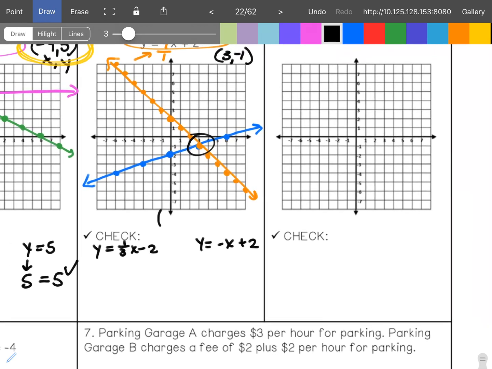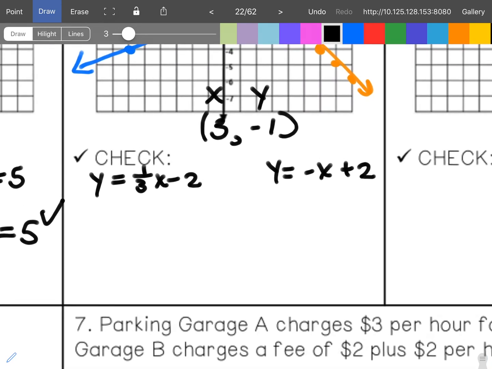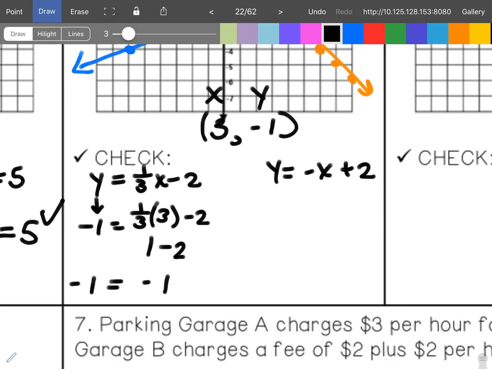Okay, remember, it's hard for me to see up there, so I'm going to write it down here. I'm trying to check 3, -1. 3 would be my x, and -1 would be my y. That way I can zoom in a little better. Okay, one equation at a time. So y is -1, and x is 3, so we're going to do 1/3 times 3 minus 2. So 1/3 times 3 would be 1 minus 2, which is -1. So both sides match up.